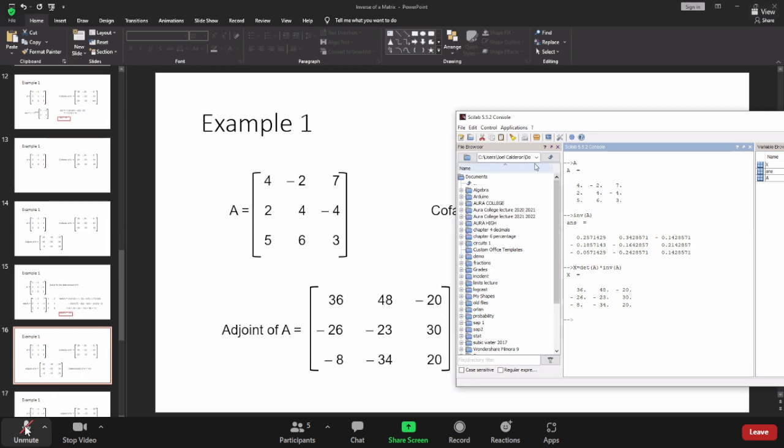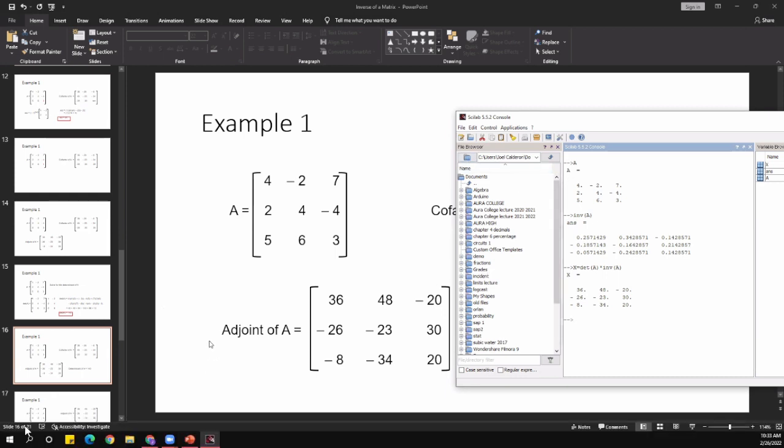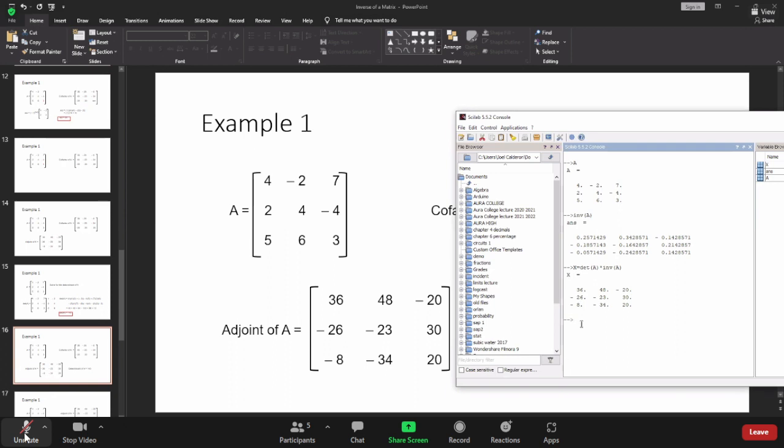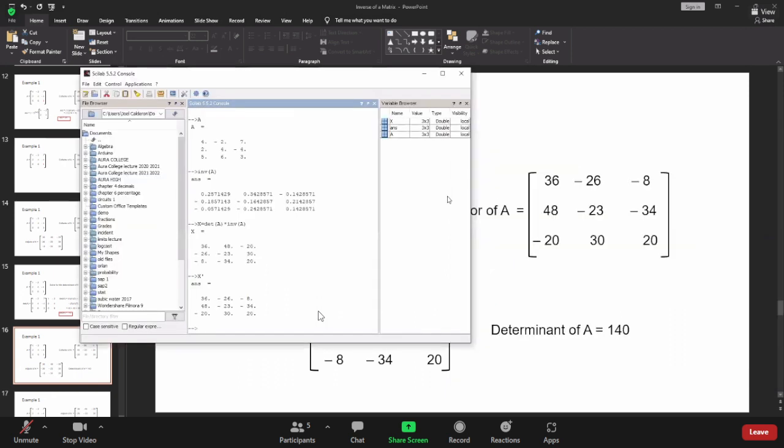Ano ang procedure mula cofactor papuntang adjoint? Anong ginagawa? Magta-transpose. So therefore, anong gagawin ko dito sa sagot ko? Magta-transpose din po. Ita-transpose ko lang din. Nakuha mo na ngayon yung cofactor. Gets? Ulitin ko?